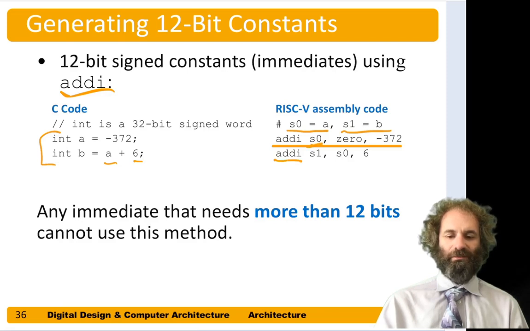Then we could do another add-immediate. S1 gets S0 plus 6. That does the B equals A plus 6.